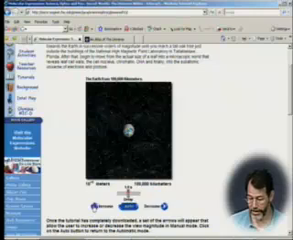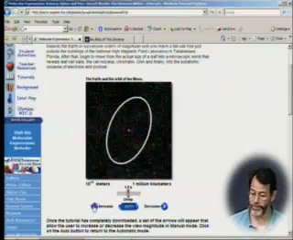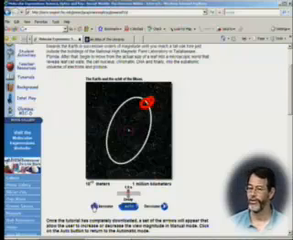Zooming out, we see the Earth as a blue marble, and now we see the orbit of the Moon. The Moon would be here. The Moon is smaller than the Earth. Just to be clear, you can't see the orbit of the Moon. It's just drawn in, so you can tell how large it is.